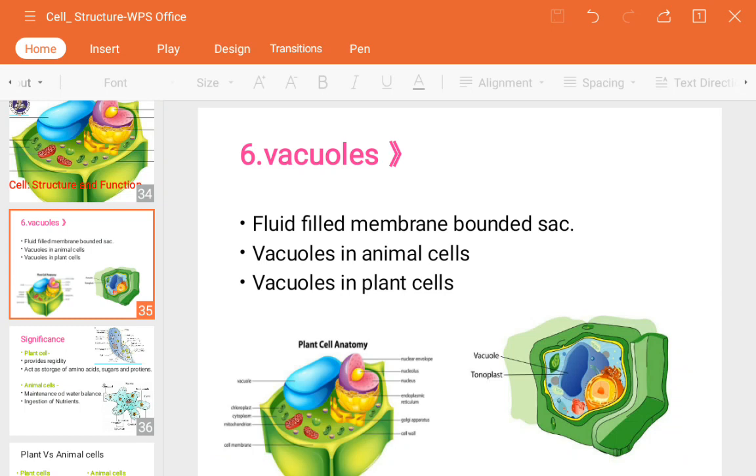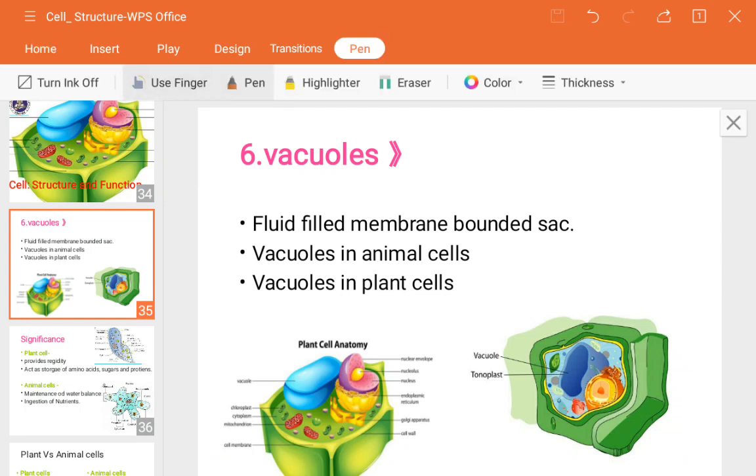If you are able to see in the image, just go through it. The bigger structure you are seeing here is nothing but a vacuole. This one is in the plant cell, and this is in the animal cell. The vacuoles always appear big in size, but mostly in the plant cell it is very big, whereas the animal cell consists of very small sized vacuoles.